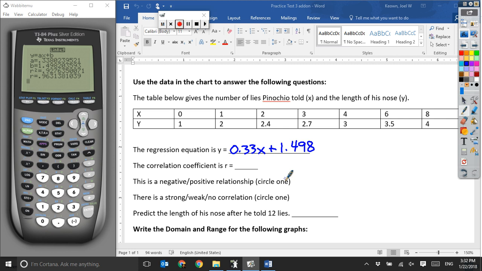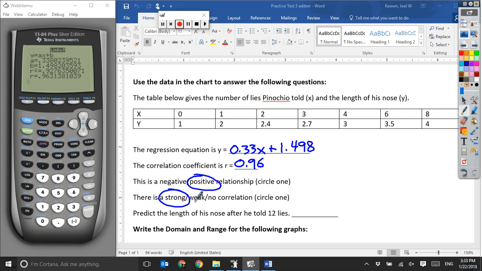The correlation coefficient is R, which is 0.96. Well, 0.96 is a positive value, and because 0.96 is between 1 and 0.8, we would say that is a strong value. Remember that strong is from 1 to 0.8. Weak would be from 0.7 to 0.6, and then no correlation would be something that's 0.5 or lower.